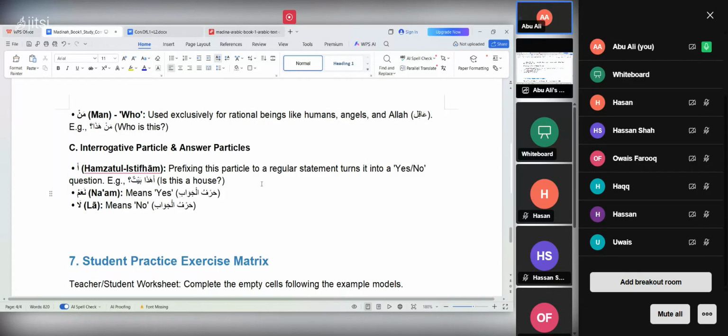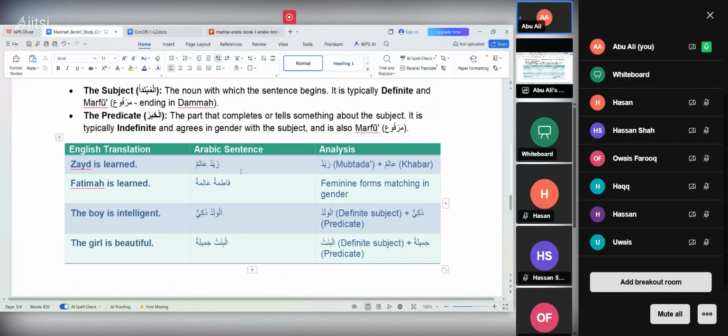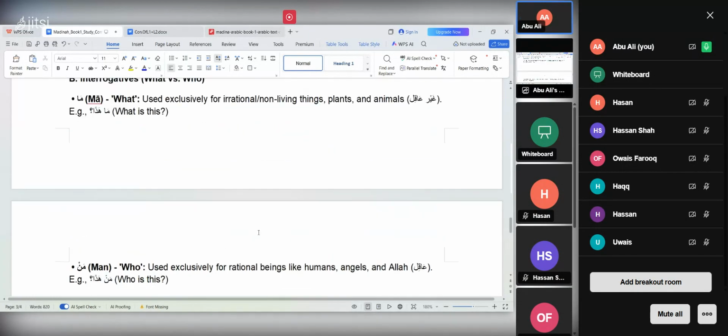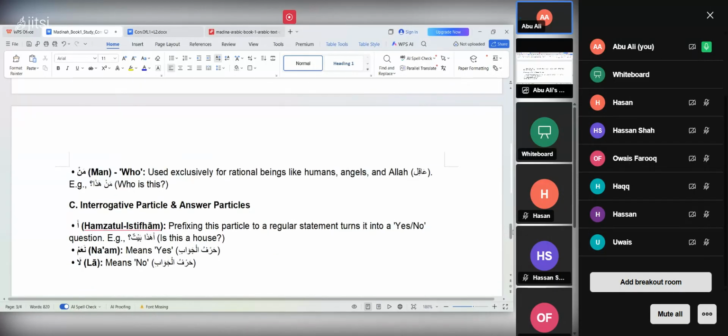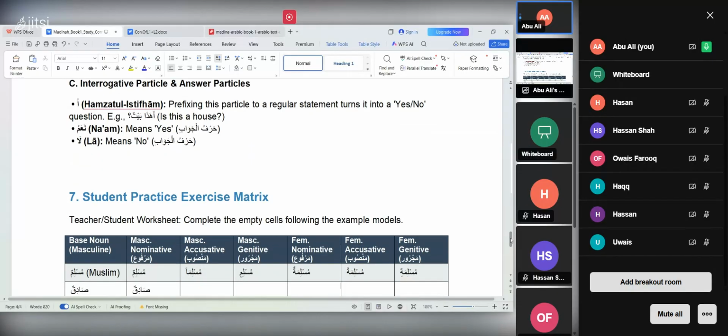Let's go back to these examples. Zaydun alimun. If I want to use al hamza to ask if Zayd is a knowledgeable person, a man of knowledge, I would say Zaydun alimun. That's it. I just had hamza in the beginning. Zaydun alimun. فاطمة عالمة. الولد ذكي. Usually we delete it. It would just be assumed by the way we're saying. Or ذكي الولد.